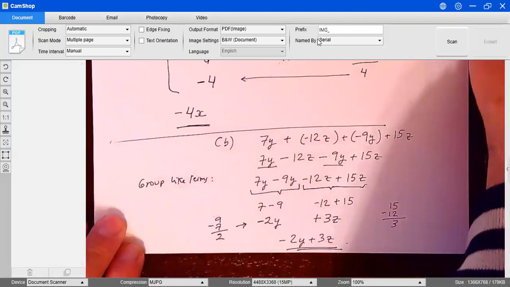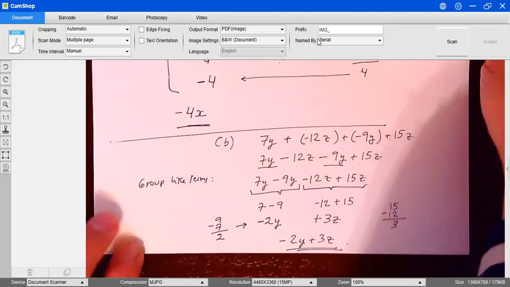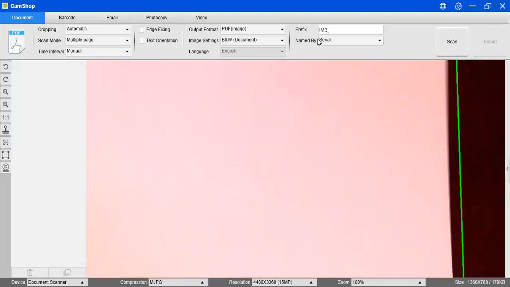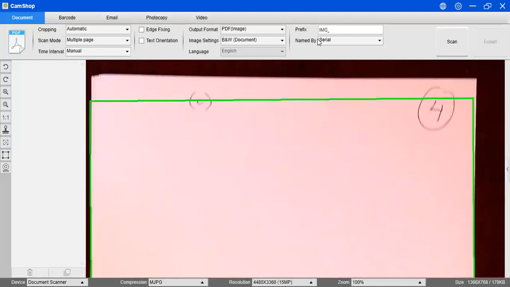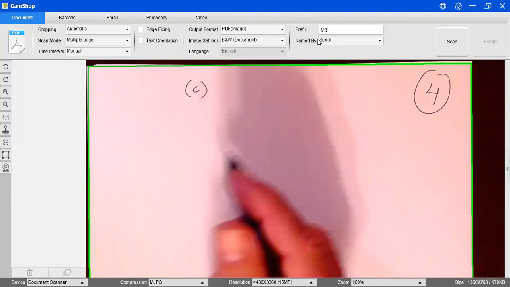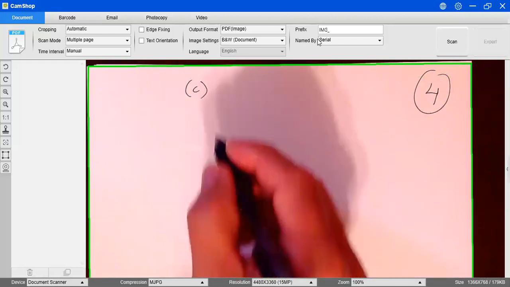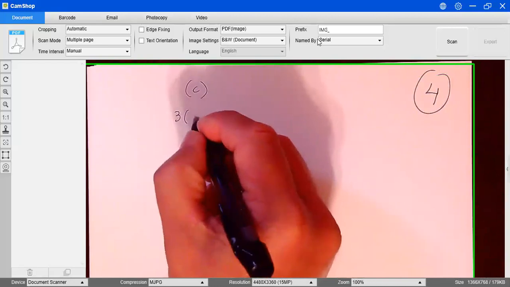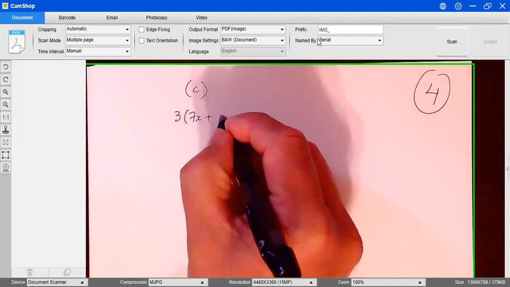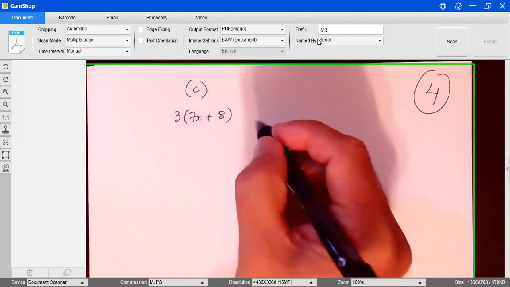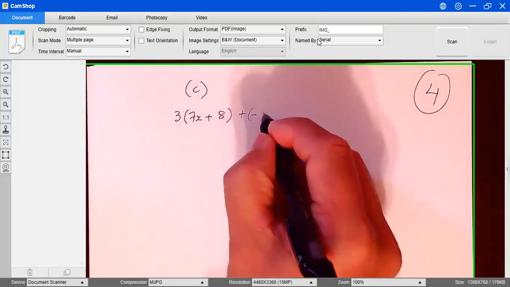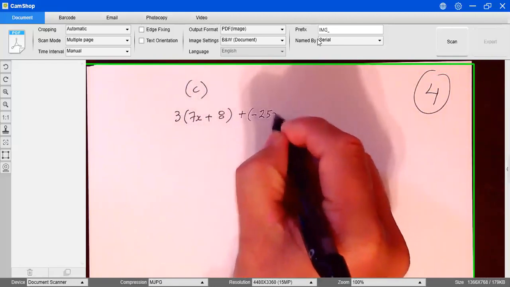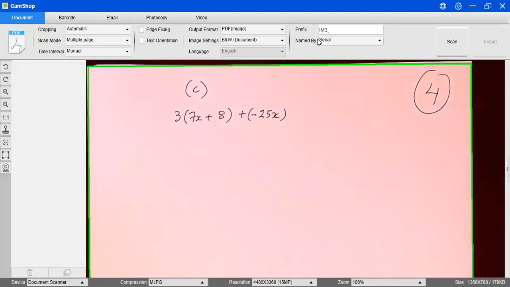Okay, we have one more case corresponding to this example. So let's go on to that. This is part C. So this is going to be 3 times (7x plus 8) plus negative 25x. So this is part C.